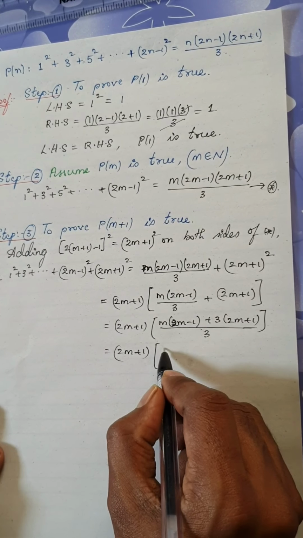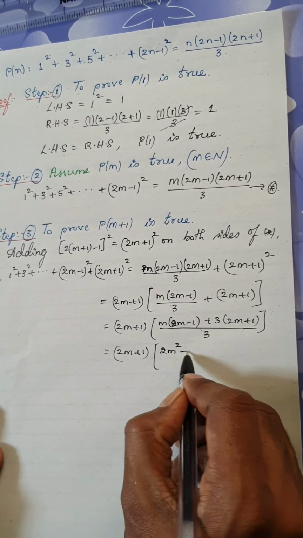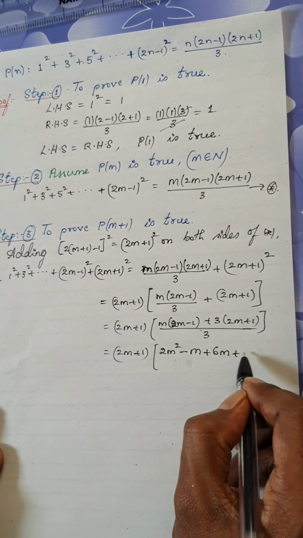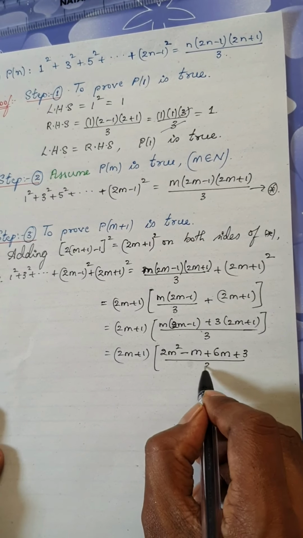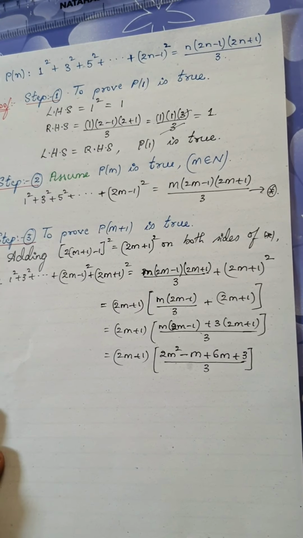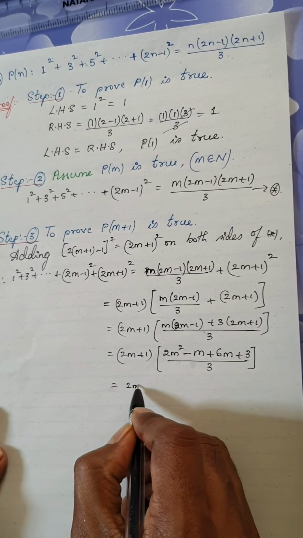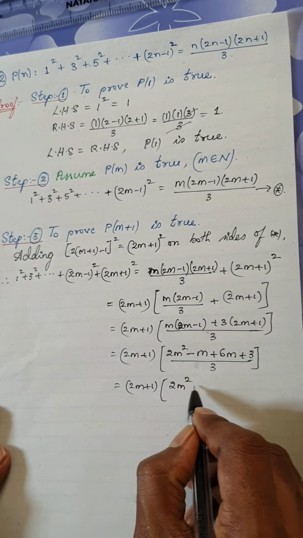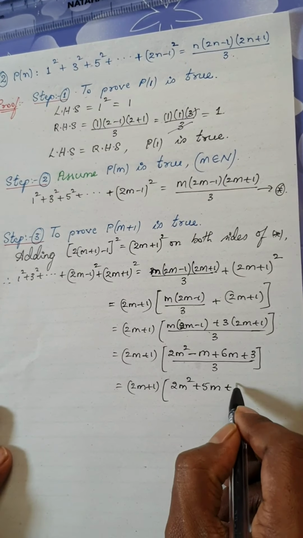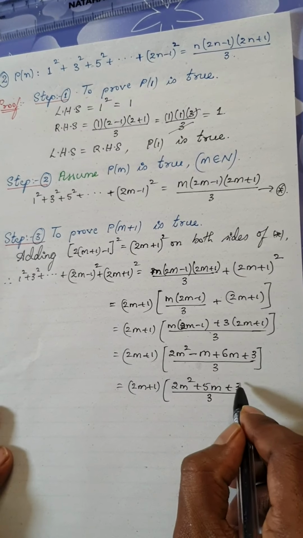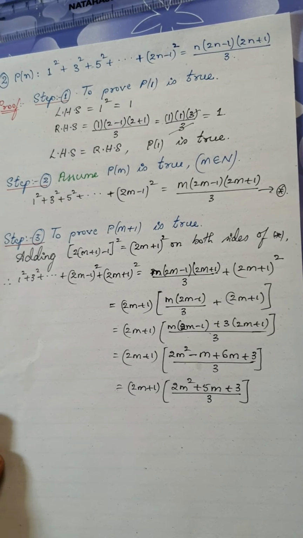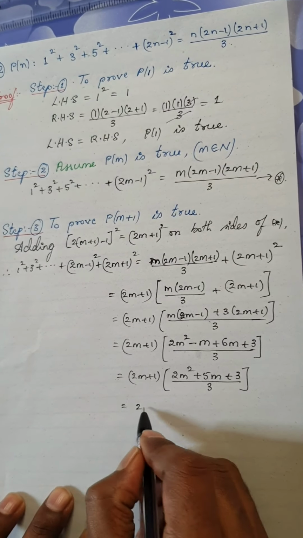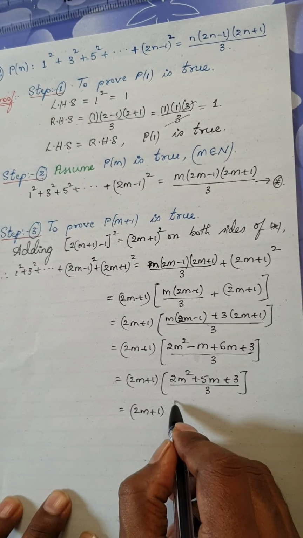Now multiply the terms: 2m into m is 2m square, minus m into 1 is m, plus 3 into 2m is 6m, plus 3 into 1 is 3, divided by 3. Okay, so this is nothing but (2m plus 1) into (2m square plus 5m plus 3) divided by 3. From here the steps are quite clear. Now it's up to you. I'm going to leave this step as a factorization exercise. You can factorize it by yourself.